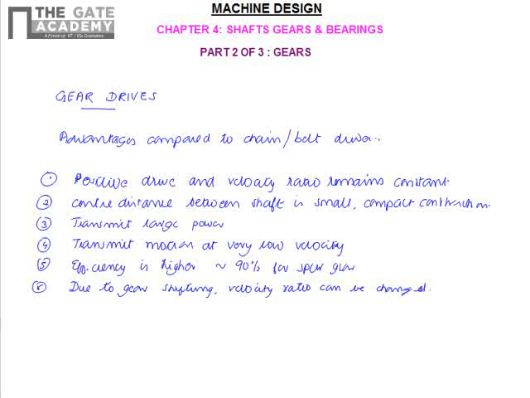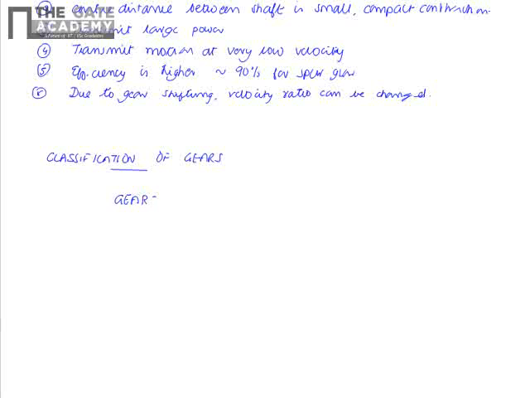Now we'll see what the types of gears are. Basically, we'll see the classification of gears. Gears are mainly classified into 4 types. One is spur gear, which is the most common type. Then we have helical gear, then bevel gear, and the worm gear. Each gear is used for a particular application. First we'll see the spur gear.